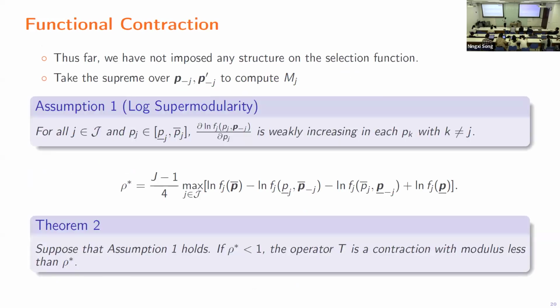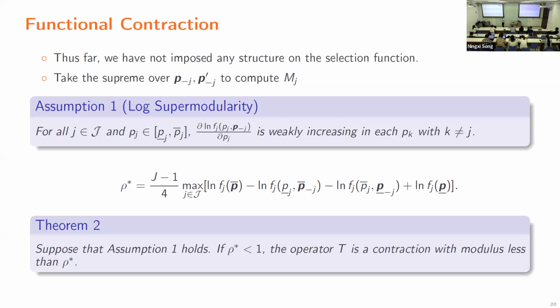If you just give me one structure, which is called log supermodularity, here I impose that this partial log f over partial p is modular, and in the theory paper this is called log supermodularity. And if you just impose this assumption, then I can really simplify that modulus formula to give you a more explicit, easier bound. And with this, even your grandma could calculate the modulus with a calculator.